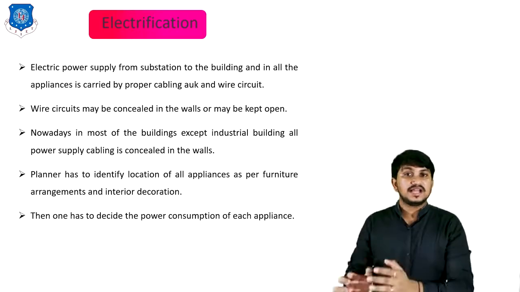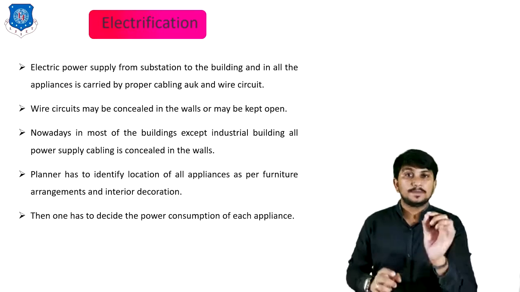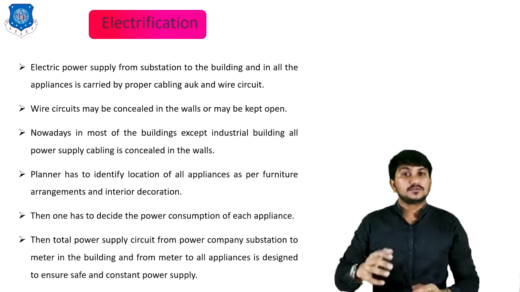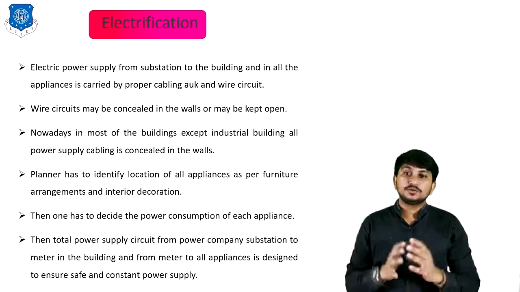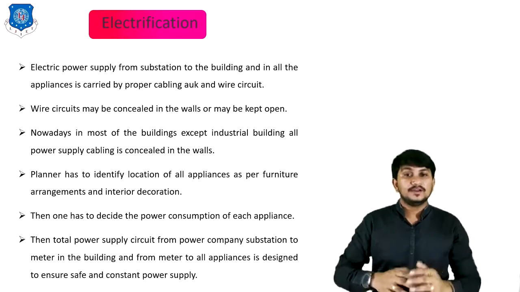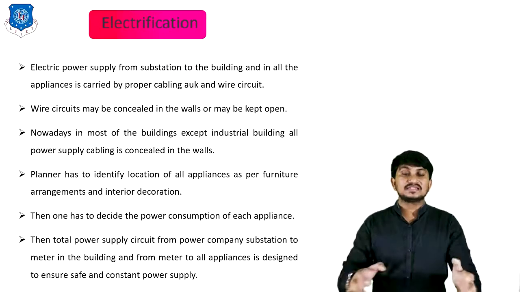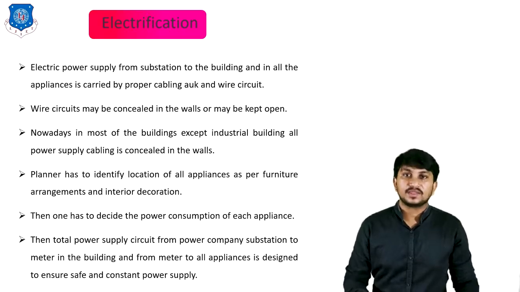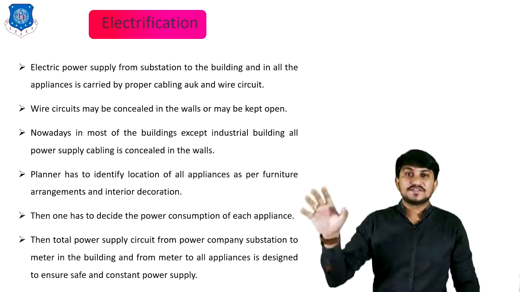The planner has to identify the location of all appliances as per furniture arrangement and interior decorations. Then one has to decide the power consumption of each appliance. Then the total power supply circuit from the power company substation to the meter in the building, and from the meter to all appliances, is designed to ensure safe and constant power supply to all appliances in the building. This is called electrification.